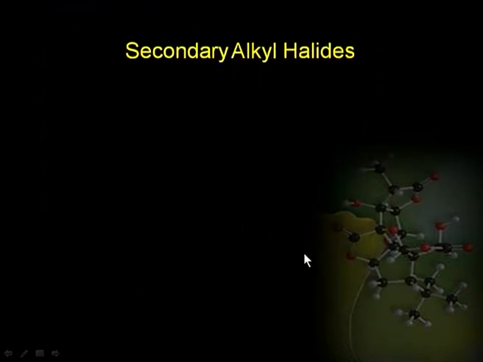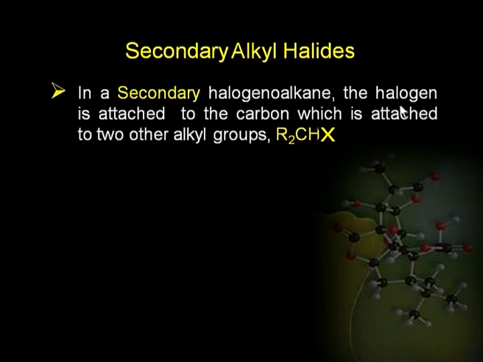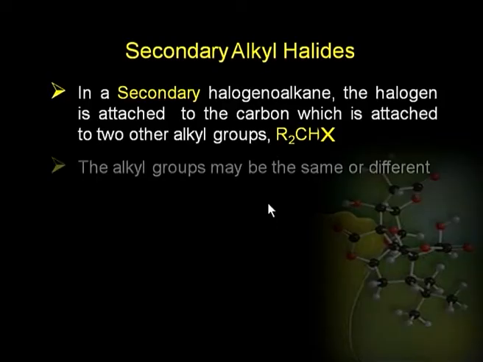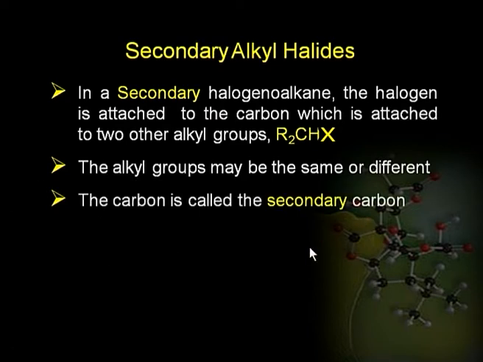The secondary alkyl halides are the ones where the halogen is attached to the carbon which is attached to 2 other alkyl groups. So, the general formula is R2CHX, similar to what we represented for the primary alkyl halides. The alkyl groups may be the same or different. Since we have 2 alkyl groups here, these alkyl groups may vary. These could be a similar kind or could be different. The carbon here of course is called the secondary carbon.